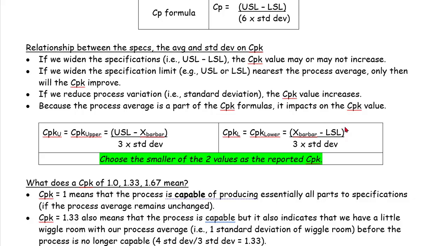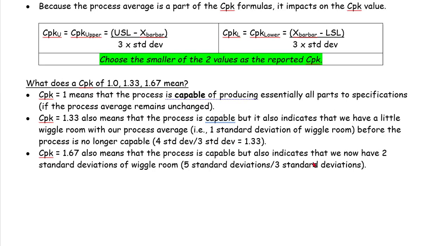If we widen the specification limit nearest the process average, the X bar, only then will the CPK improve. If we lower the lower specification limit, then that's going to improve our CPK. If we reduce process variation, that is the standard deviation, the CPK value increases. Because the process average is a part of the CPK formulas, it impacts the CPK value. And there it is. So what does a CPK of 1.0, 1.33, 1.67 mean?